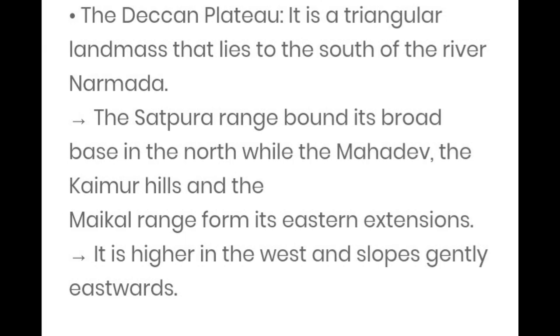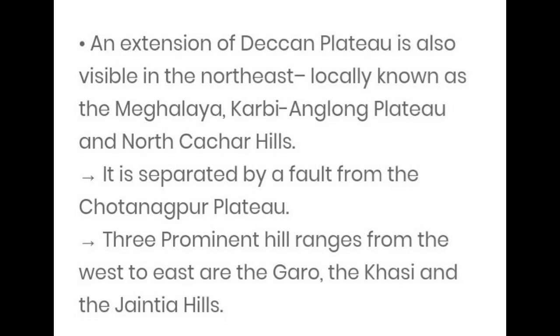Now the Satpura range is towards the north, with the Mahadev and Kaimur hills, and the Maikal range is towards the eastern extension. This range is higher in the west and slopes gently towards the east. Towards the west it is higher, and its slope is eastward, which means the slope of this Deccan Plateau is from west to east. The rivers will be flowing from west to east.